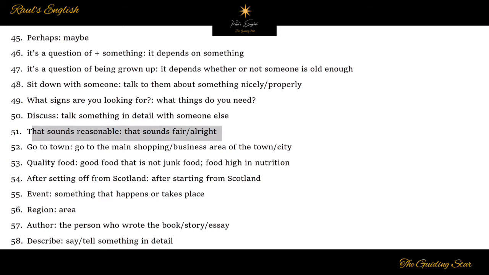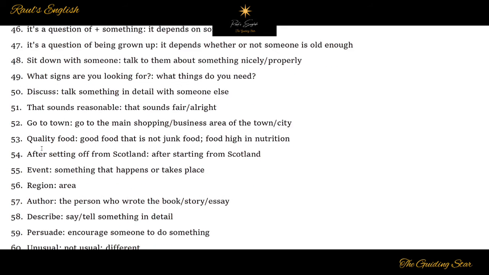It's not too expensive. It's not too cheap. It's not too good. It's not too bad. It's fair. 52. Go to town. That means go to the main shopping center, the main business district, the main business area of the town or city. Go to town, into town, in town. Right, like downtown.